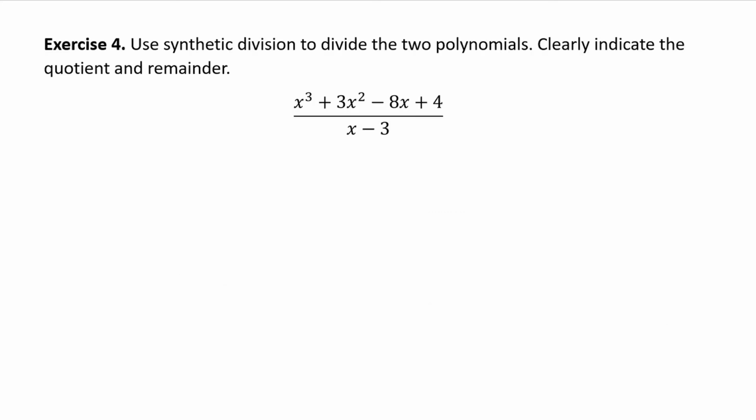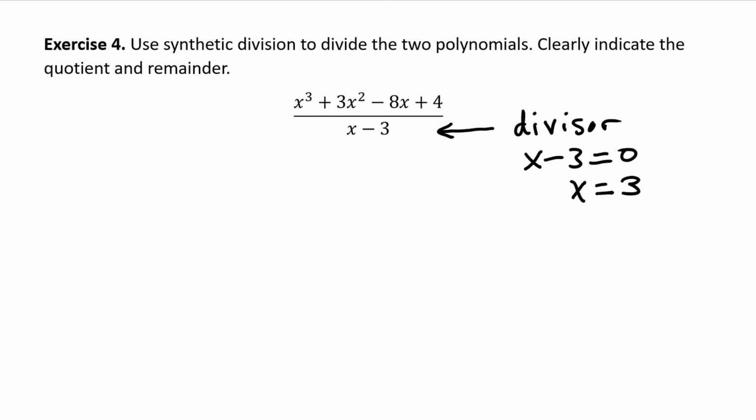Use synthetic division to divide the two polynomials. Clearly indicate the quotient and remainder. The polynomials are x cubed plus 3x squared minus 8x plus 4 divided by x minus 3. In order to use synthetic division, your divisor must be linear. The divisor for this problem is x minus 3, and we solve for the constant by setting the divisor equal to 0. That tells you that we're going to use the value x equals 3.